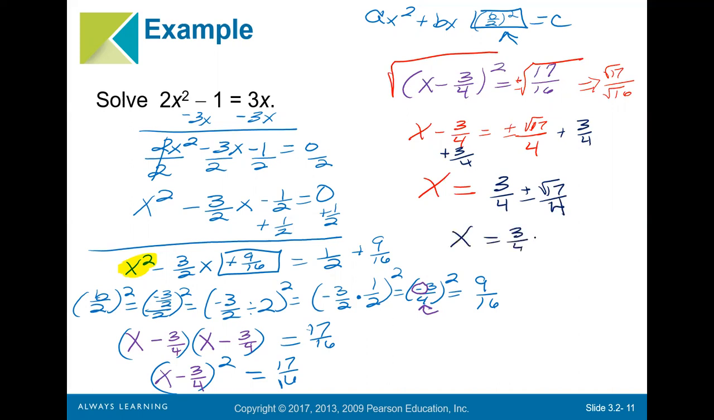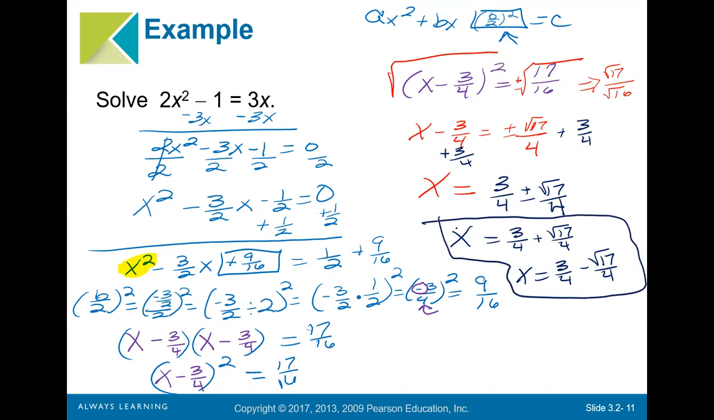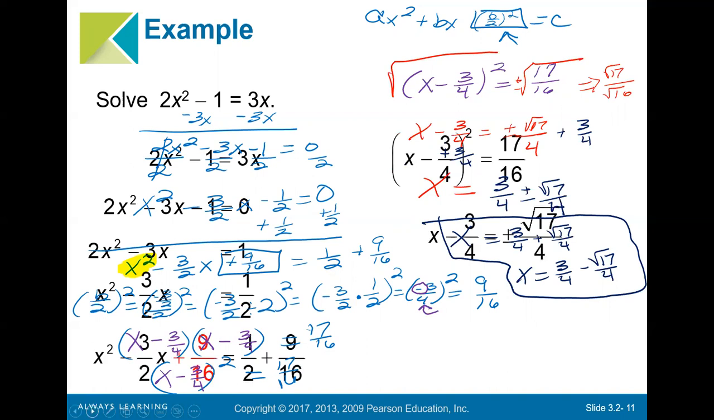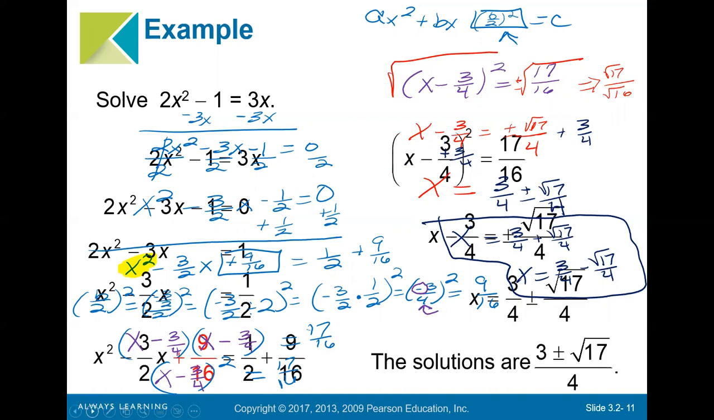I have 3/4 plus square root of 17/4, right? And I have x is equal to 3/4 minus square root of 17/4. I'll leave it in exact form unless you are asked to put it in decimal, because square root of 17 doesn't give you an exact number. All right. Yay. So you can check your work. The next slide. So we're done with that.